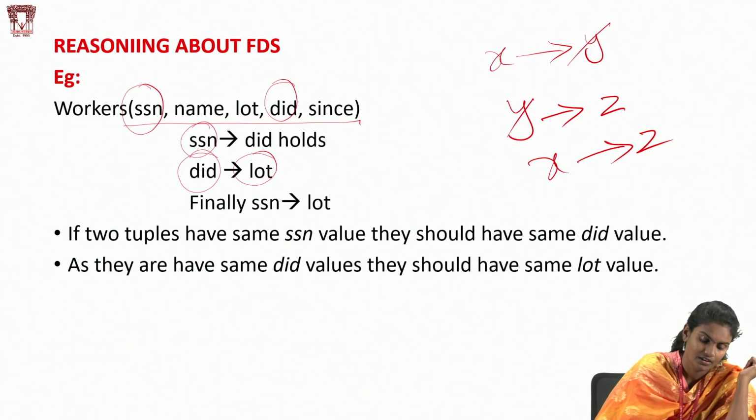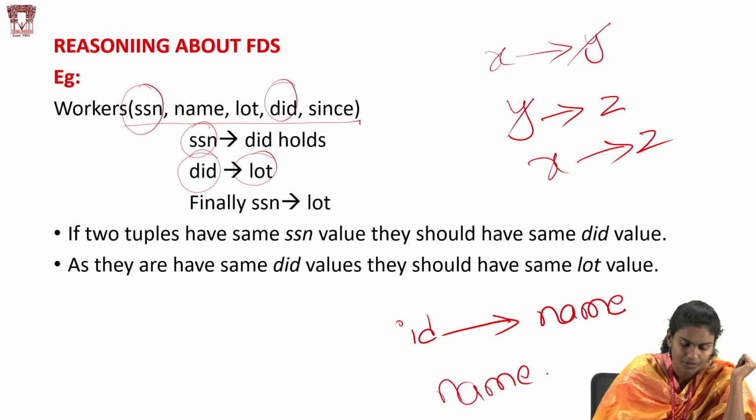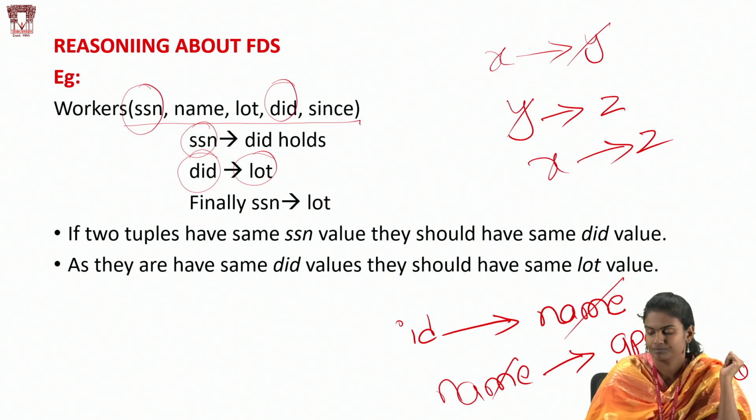For example, using ID, if you are able to extract the name, and as the second functional dependency, using name, if you are able to extract the GPA of the student, in this case, you can directly form the third functional dependency: using ID, you can extract the GPA of the student.